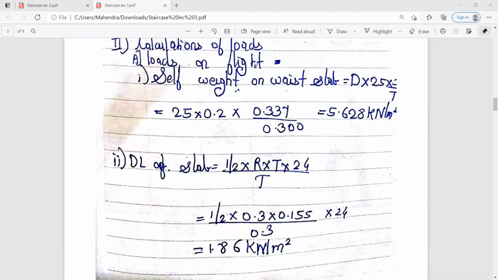Then you are going to calculate the dead load on the slab. So for calculating the dead load on the slab, you are having the formula, that is 1/2 R into T, that is riser into tread into 24 upon tread. So 1/2 into riser is 0.155, tread is 0.3 into 24 upon tread, that is 0.3. So dead load of slab, you are going to get it as 1.86 kilonewton per meter square.